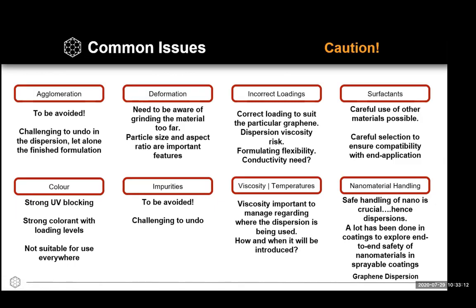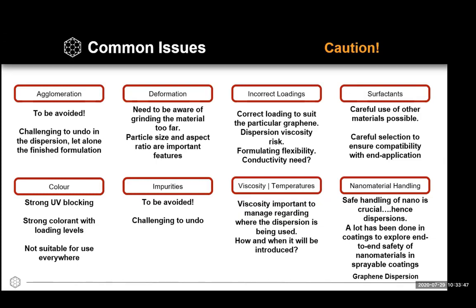And we have to admit that graphene isn't suitable for use in every application. Impurities from process clearly need to be avoided, viscosity issues, and then nanomaterial handling. We touched on this earlier. Safe use of nanomaterials is crucial. That's why we've approached the business the way that we have, in terms of putting graphene into dispersion to enhance its safe use and give confidence to the end user about use of this material.